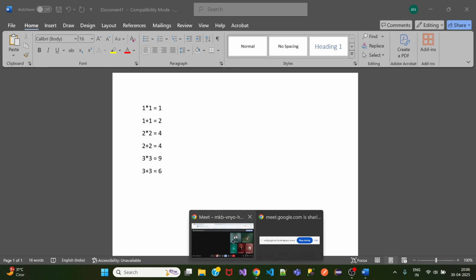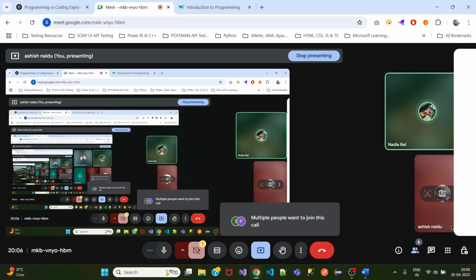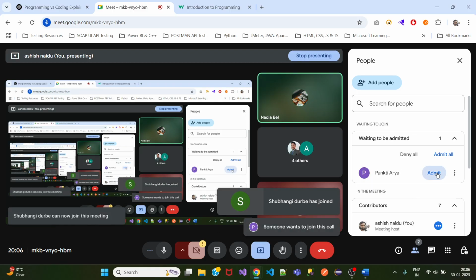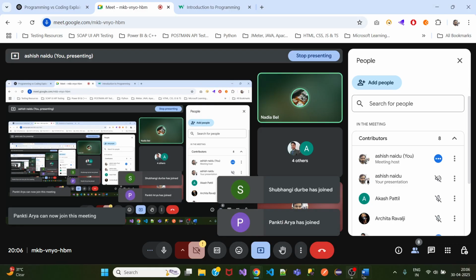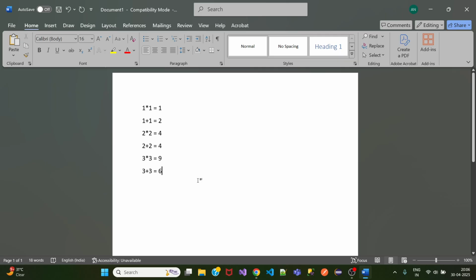Because, for example, three times three is three repeated three times, but three plus three is only three two times. Three is repeated only two times to become six. But if it's three times three, it means three is repeated three times. So three plus three equals 6, repeated only twice.